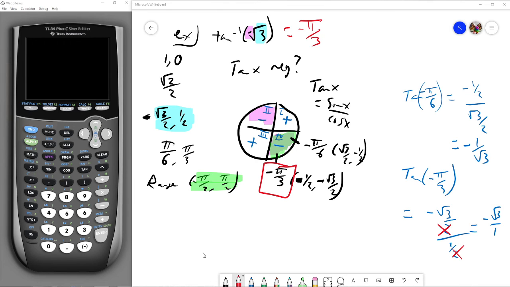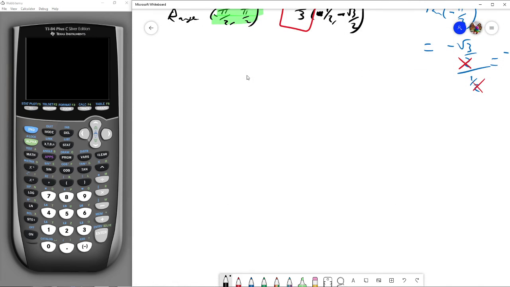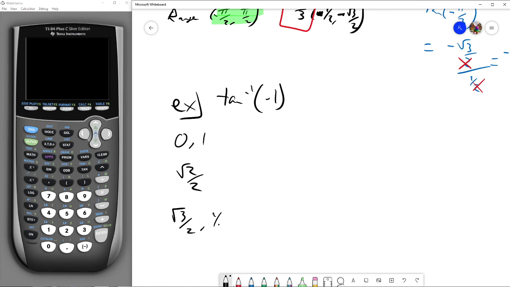They're weird, but they're also kind of fun because you have all these little different pieces to tear apart. Let's do one more tangent example. Suppose we have arctangent of negative 1. Well, this is going to be similar now. So our possibilities are 0, 1, root 2 over 2, root 3 over 2, and 1 half.